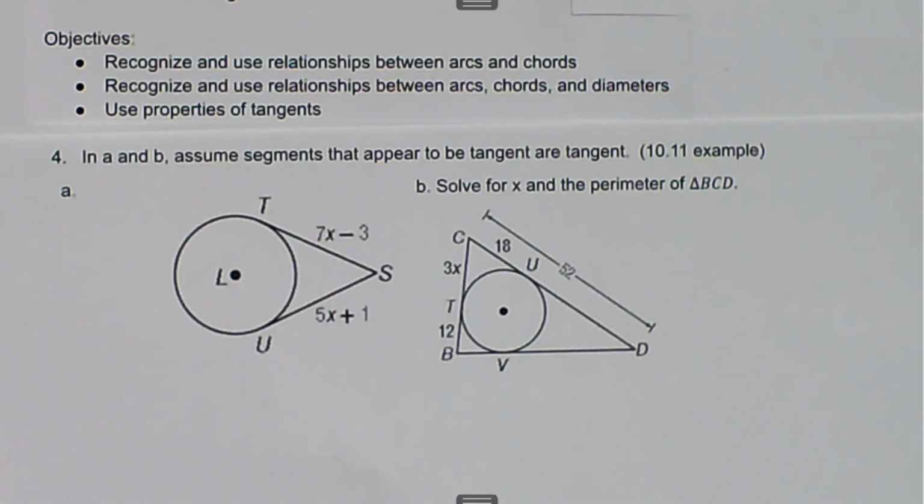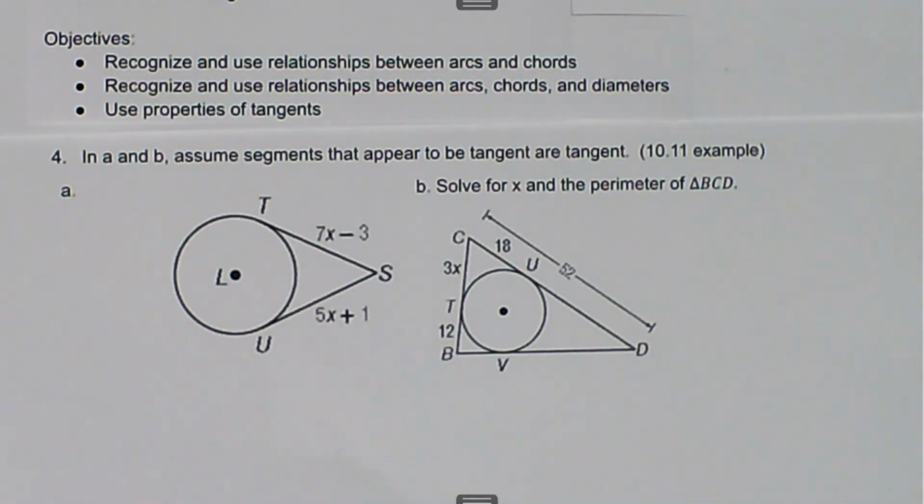We are talking about arcs, chords, and tangents. And for example 4, we want to use properties of tangents. So in A and B, assume segments that appear to be tangent are tangent. So if we're looking at A, it appears that we have two lines that are tangent.